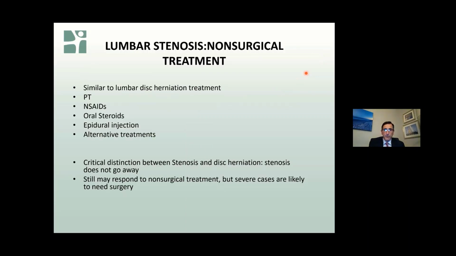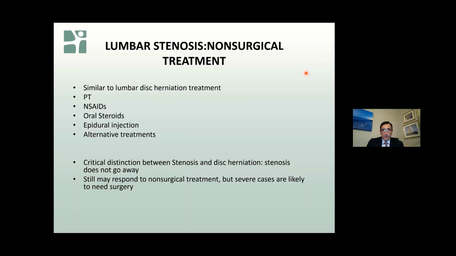So again, non-surgical treatment is very similar to lumbar disc herniation treatment: therapy, NSAIDs, oral steroids, epidural injections, alternative treatments. The distinction is with stenosis, with classical stenosis, with facet enlargement and ligament enlargement, that does not go away. Disc herniations often go away. Stenosis is a one-way street, so it tends to get worse as you age and is more likely to become symptomatic as it gets worse.